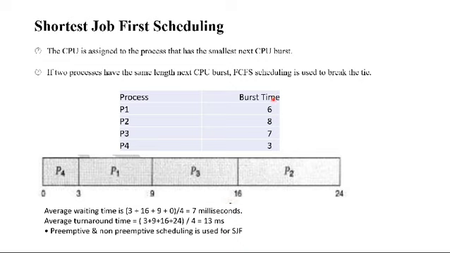At 0 milliseconds P4 starts, and it runs till 3 milliseconds. Now comes the next process, P1, which is 6. Next is P3, and then P2. This is how shortest job first scheduling works. Thank you.